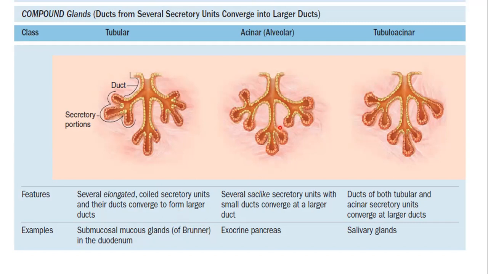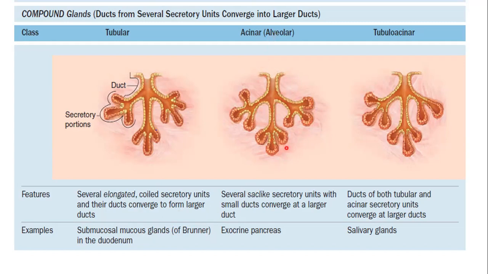Let's look at this one now. Here we see that there are multiple ducts: one main duct and several smaller ducts connecting to it. Then we have several cups, each one an alveolus or acinus. So we'll call this a compound branched acinar or alveolar gland.